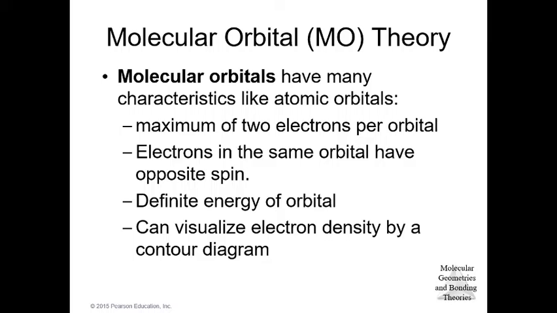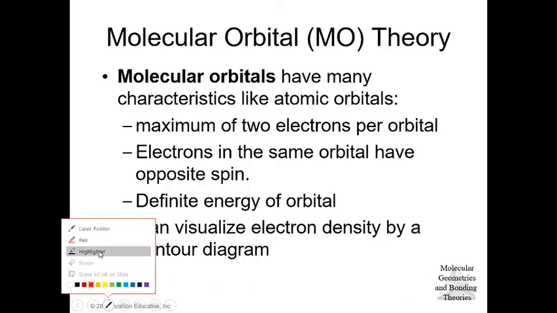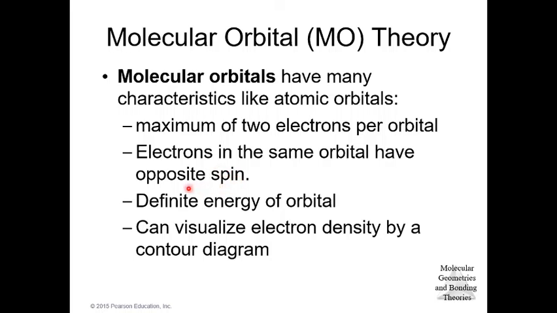Now, molecular orbitals have a lot of the same characteristics of atomic orbitals, meaning you have a maximum of 2 electrons per orbital. If you have 2 electrons in the same orbital, they need to have opposite spin. Orbitals have definite energy levels. And we can visualize molecular orbitals with electron density contour diagrams, just like we did before. I'm not an artist. I can't draw those. I don't expect you to, because I don't expect my students to do anything I can't do. Don't worry about drawing stuff.